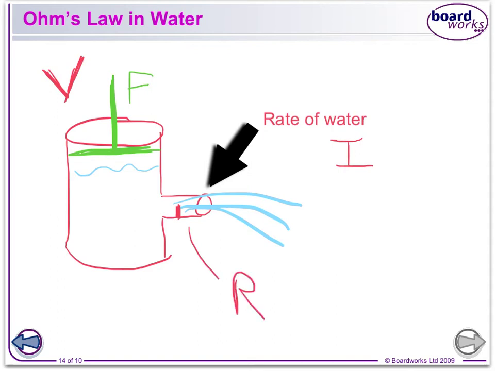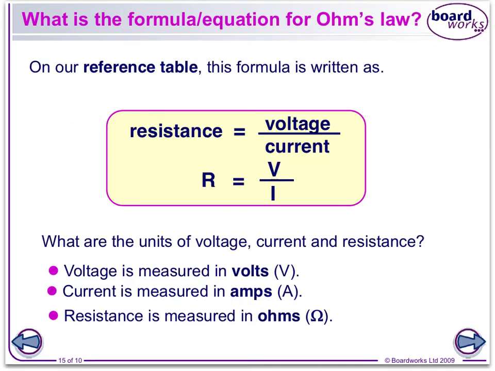We're going to be discussing this in class as well. Again, it's helpful to visualize it physically instead of just thinking about it in terms of electricity. Again, this is straight from our reference table. We know resistance is equal to voltage divided by current. And again, the key thing here is that resistance is measured in ohms.